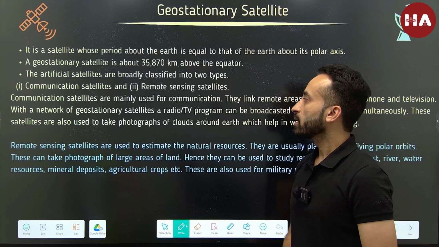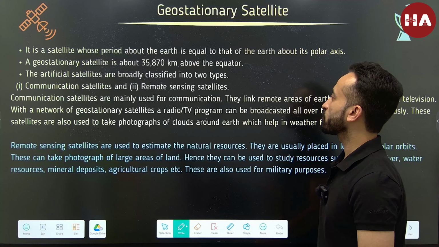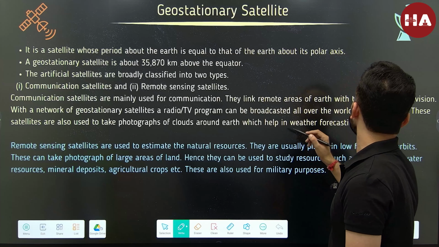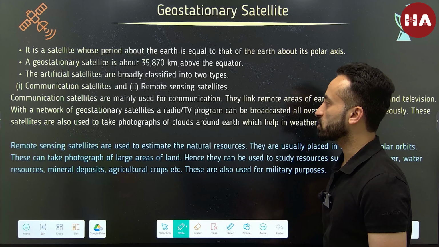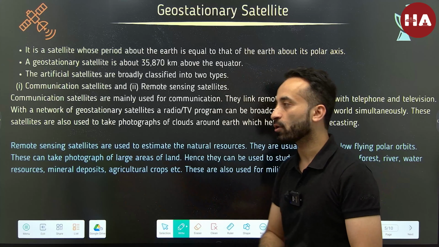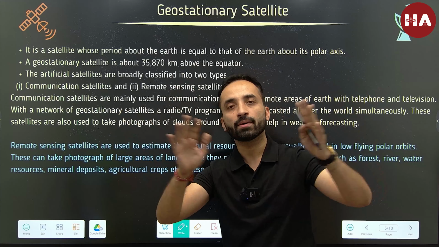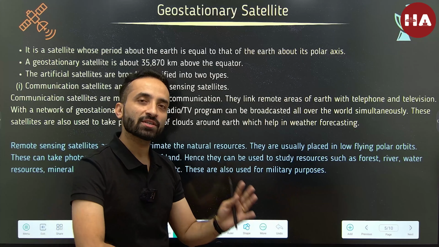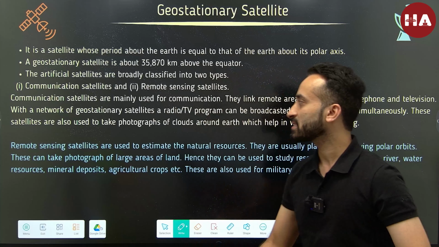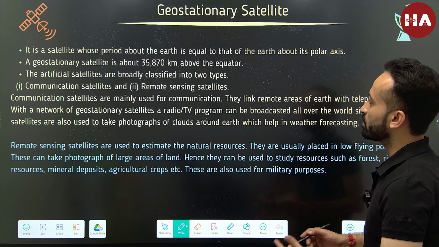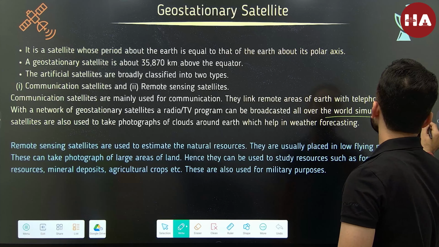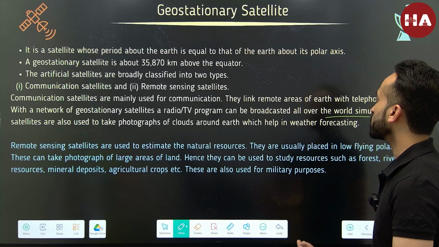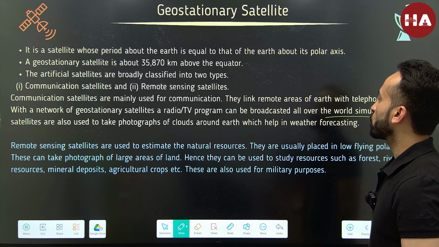Okay, so communication satellites are mainly used for communication. Of course, they link remote areas of earth with telephone and television with a network of geostationary satellites. So we can have an array of geostationary satellites who can communicate among themselves, and even with the transmitters and receivers on the earth, and that is how this works, right? And this can be broadcasted all over the world simultaneously. These satellites are also used to take photographs of clouds around the earth, which help in weather forecasting, right?